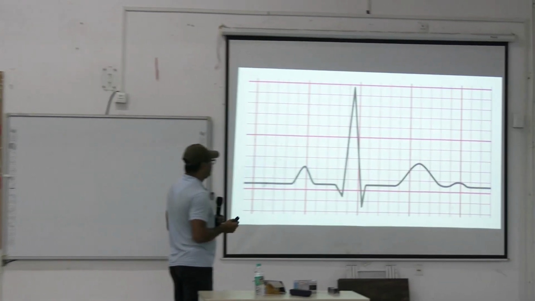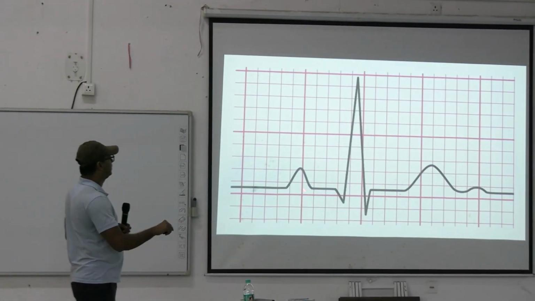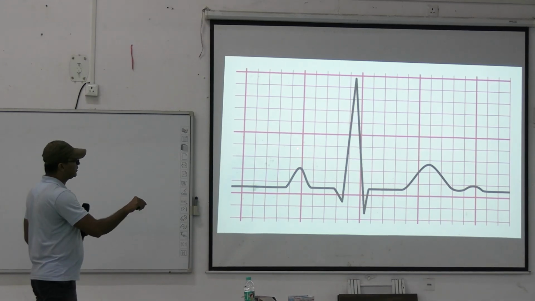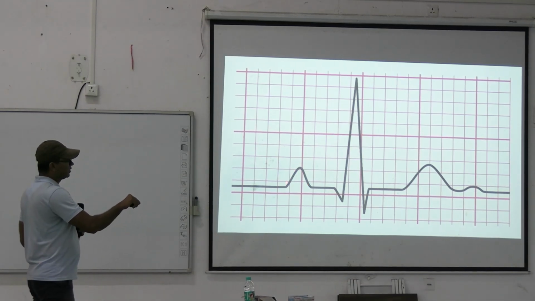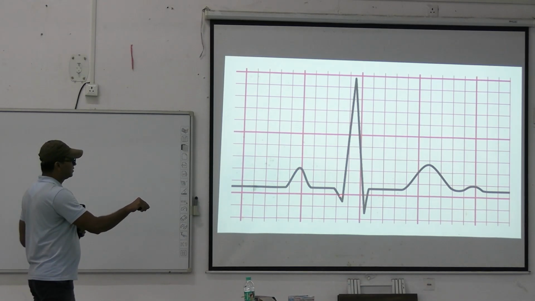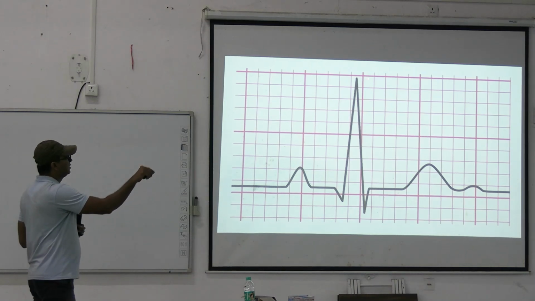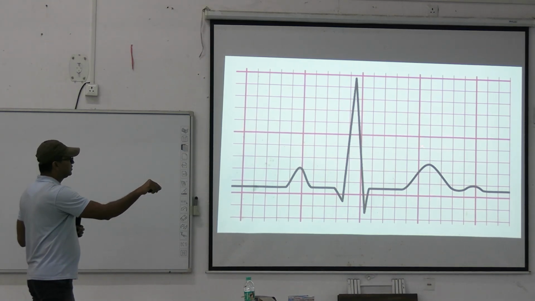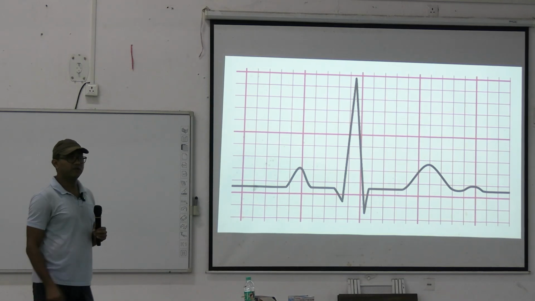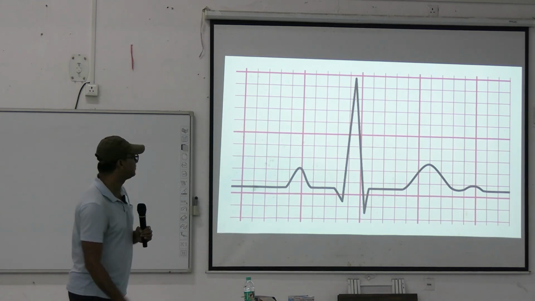Correct. So in the ECG, this is what wave? P wave. This is Q. This is R, and this one is T, and this is also U. The U wave is rare to see, we will discuss it later on.